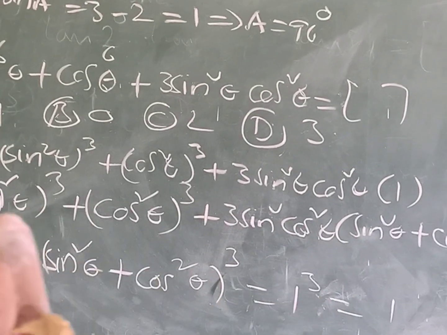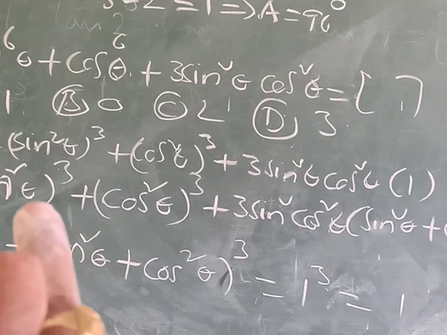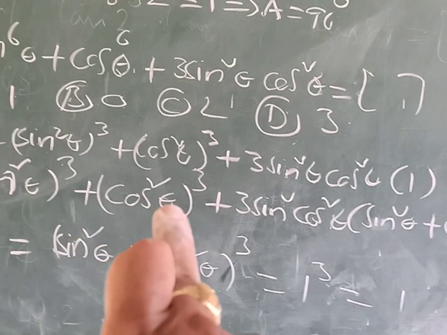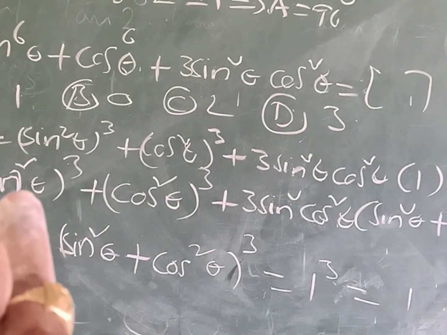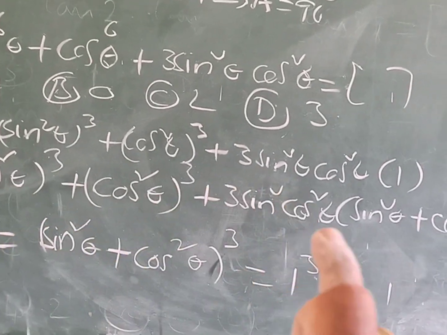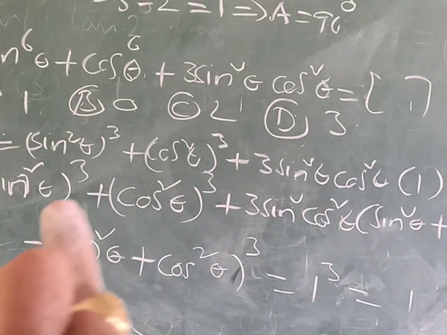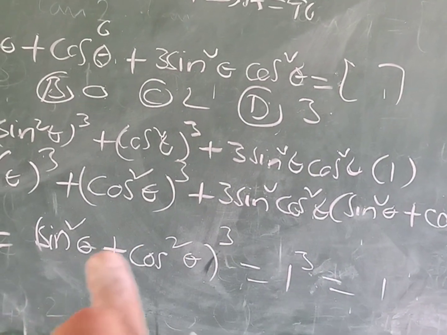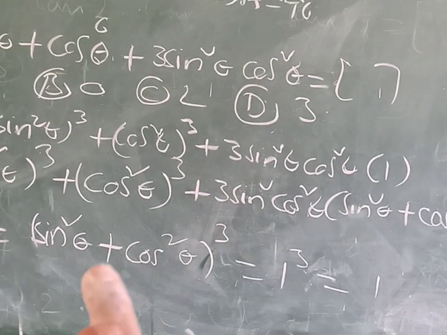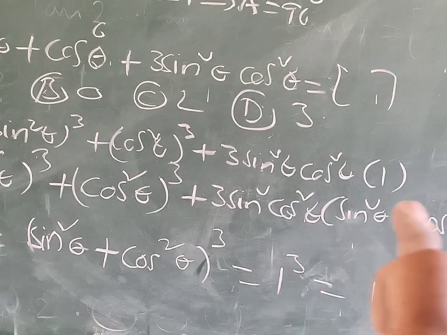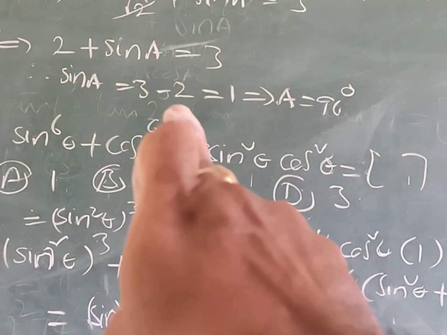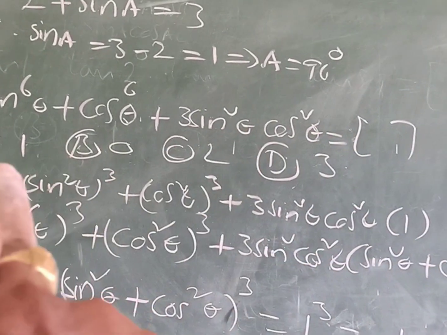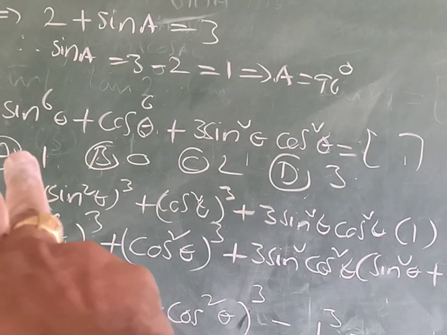Because why are we writing like this? Let us consider sin square theta is equal to A and cos square theta is equal to B. Therefore, it is in the form of A cube plus B cube plus 3AB into A plus B. A cube plus B cube plus 3AB into A plus B is equal to A plus B whole cube. Therefore, sin square theta plus cos square theta whole cube, that is 1 cube, is equal to 1. So, in the answer, the value is 1. Therefore, the option is A.